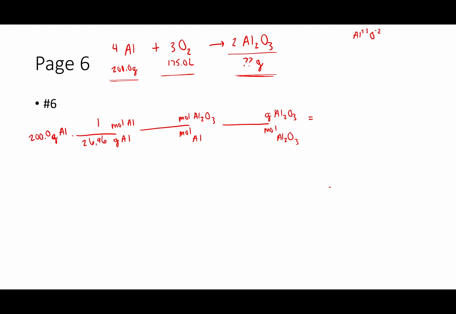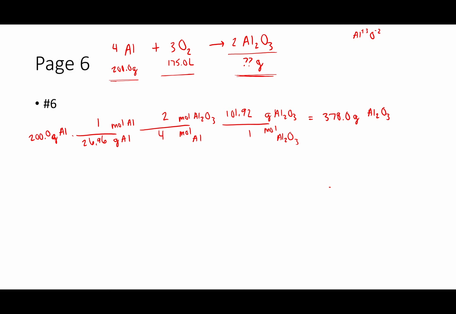Okay, when I look at my mole to mole ratio, 2 moles of Al2O3 for every 4 moles of aluminum. Sorry, my slides keep flipping back and forth. And then my molar mass of aluminum oxide, 1 mole of aluminum oxide is 101.92 grams of aluminum oxide. So I would divide 200 by 26.96, times 2 divided by 4, or times a half, times 101.92. And that gives me, with 4 sig figs, 378.0 grams of Al2O3.